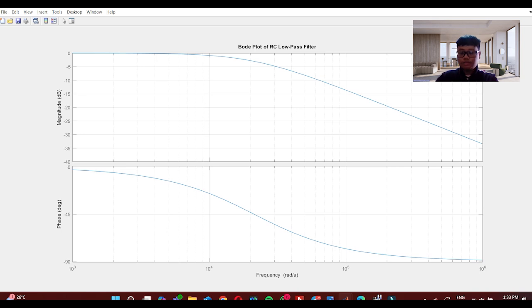The RC low-pass filter eliminates unwanted signals or high frequency noise. The Bode plot is an effective tool for circuit analysis and design since it clearly shows how the filter behaves at the various frequencies.